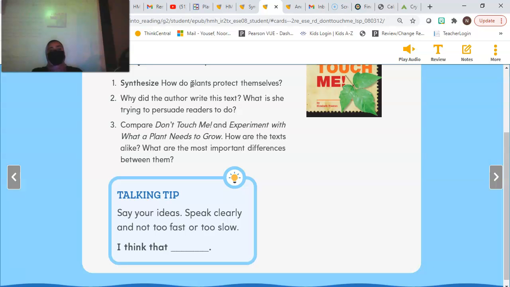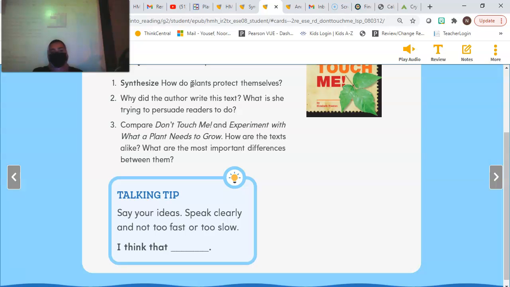And then number 2, why did the author write this story? What is she trying to persuade readers to do? It tells you at the end. What is she trying to say? He's trying to say to be careful. Very good. To be careful. Don't get near, don't touch any plants that you don't know what it is. Don't touch any unfamiliar plants. Don't touch any 3 plants. Very good.